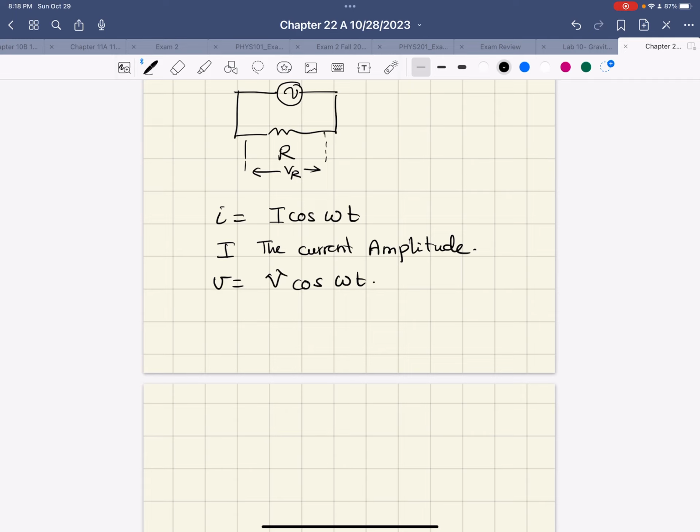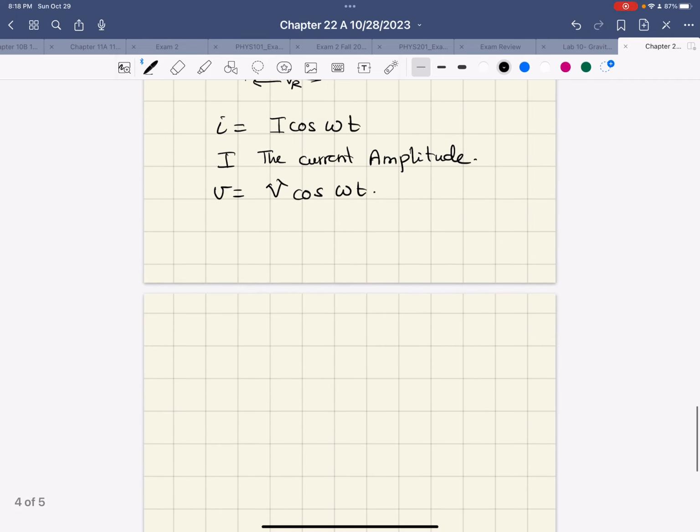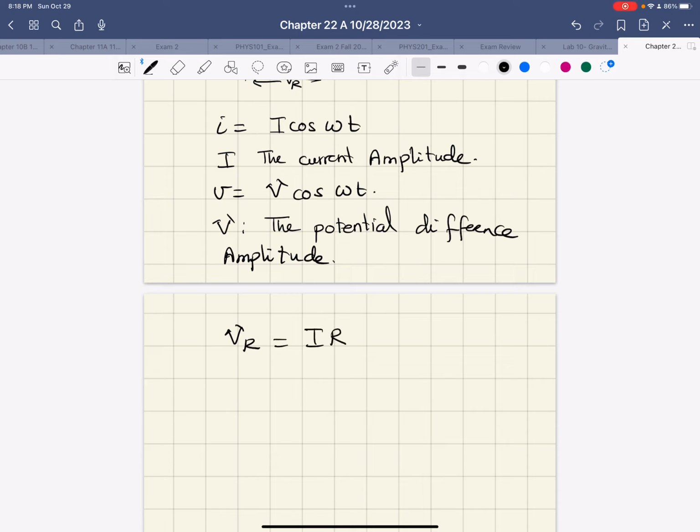And I will say here again that V, we call it the potential difference amplitude. And we know that VR, which is the maximum, is going to be equal to IR.